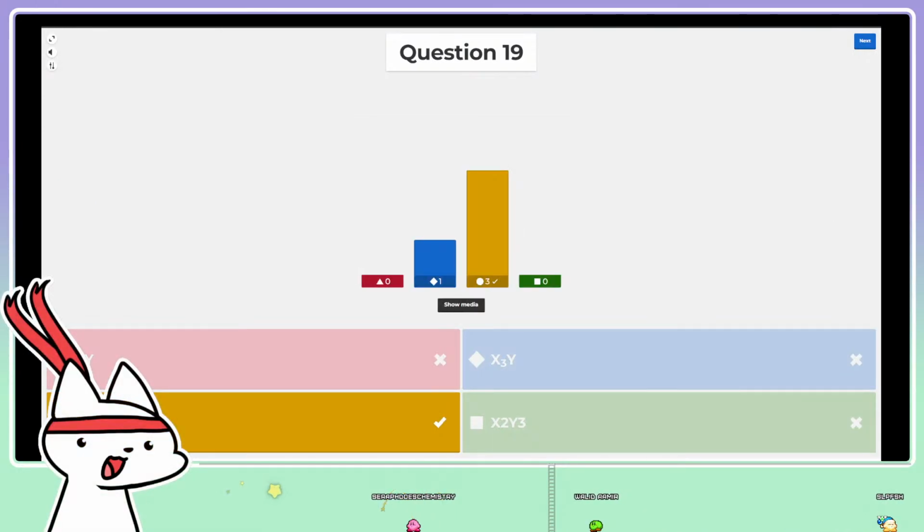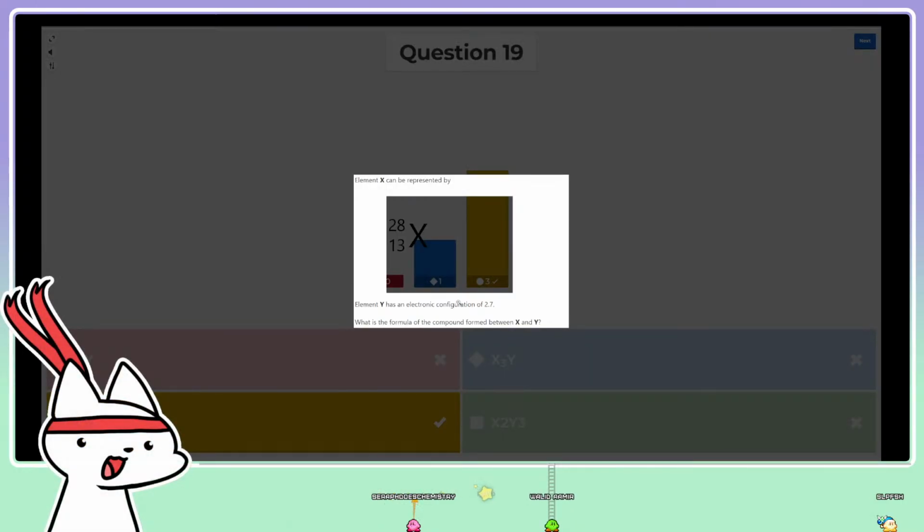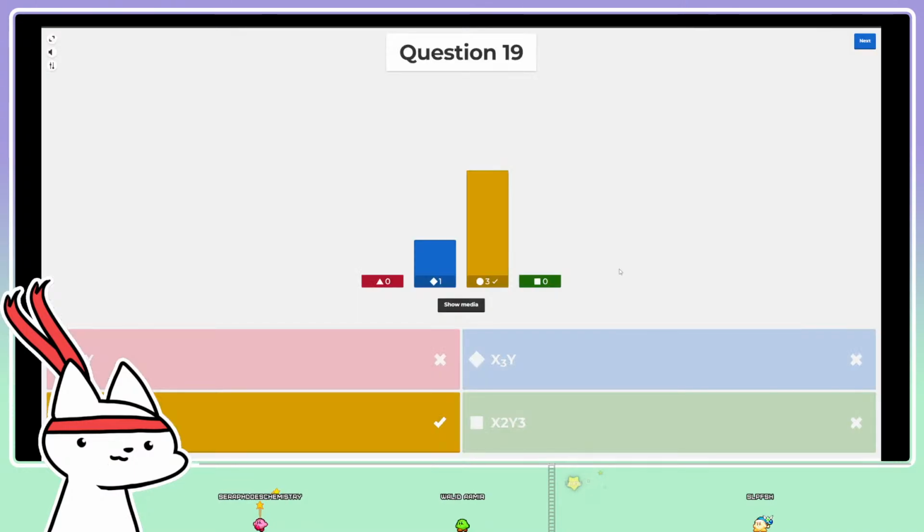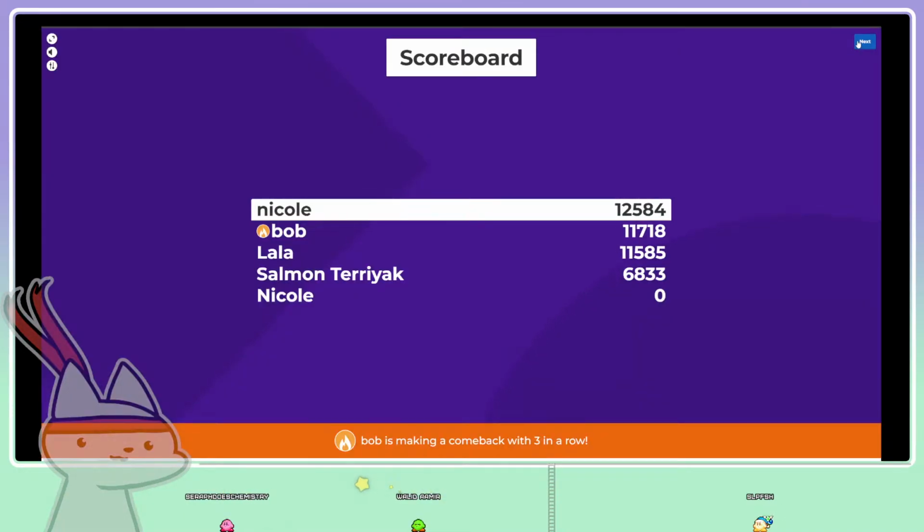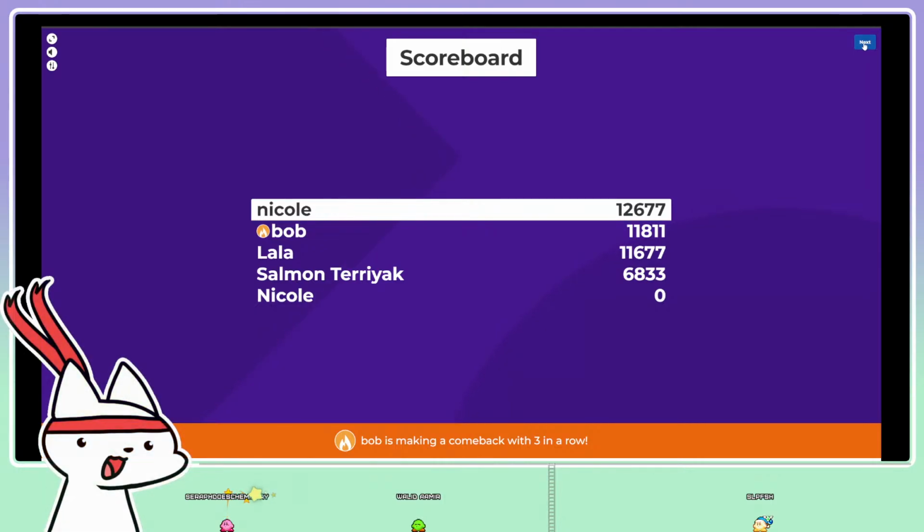Good. In this case, the answer will be yellow. Because X will be 2.8.3, so it's 3 plus. Y will be 2.7, so Y will be minus. If you cross it, you should get XY3 rather than X3Y. So you need to be able to do the crossing. Okay.